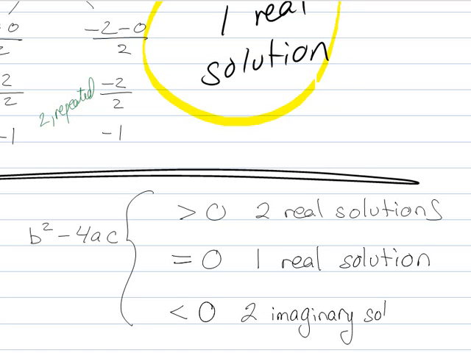And again, that should be pretty easy to remember because they're imaginary. You're taking the square root of a negative number, so you're not going to get a real answer. So these two on the top are going to give you real solutions because you're taking the square root of a positive or non-negative number. The second one is just going to give you imaginary solutions.